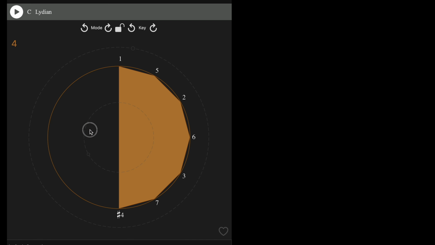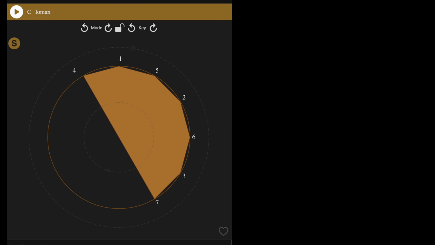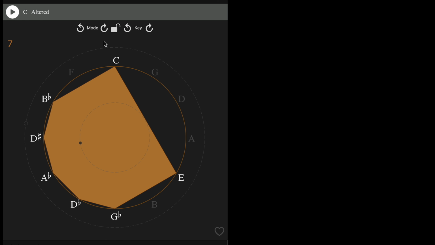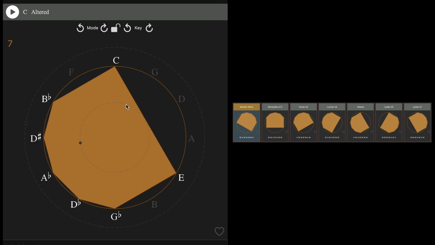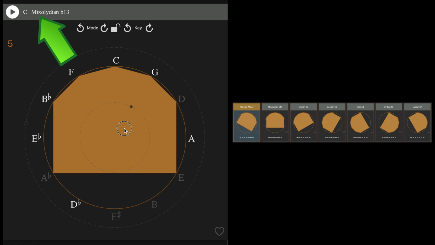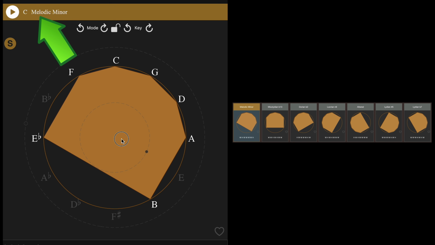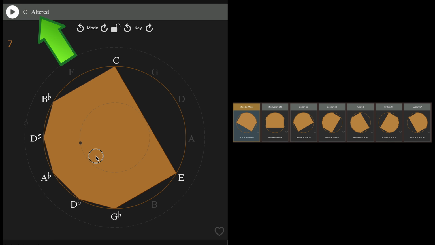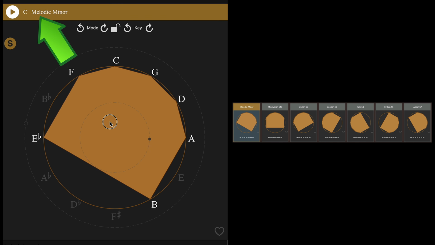A great utility of this perspective is to see if some scale is actually the related mode of a scale that you know better. For example, let's load the altered scale. Now let's rotate the graph to see all of its related modes. We get altered, Locrian natural 9, Dorian flat 2, Mixolydian flat 13, melodic minor, and Lydian flat 7. So the altered scale is a related mode of the melodic minor scale, which we all know very well.